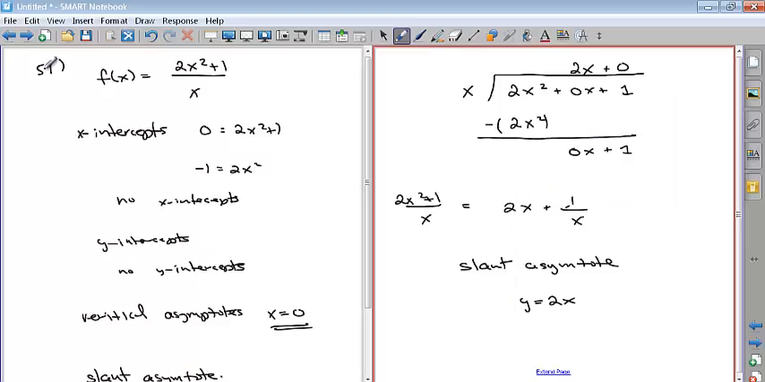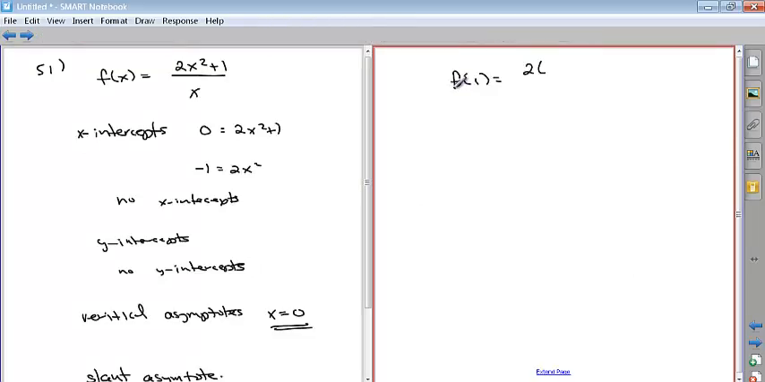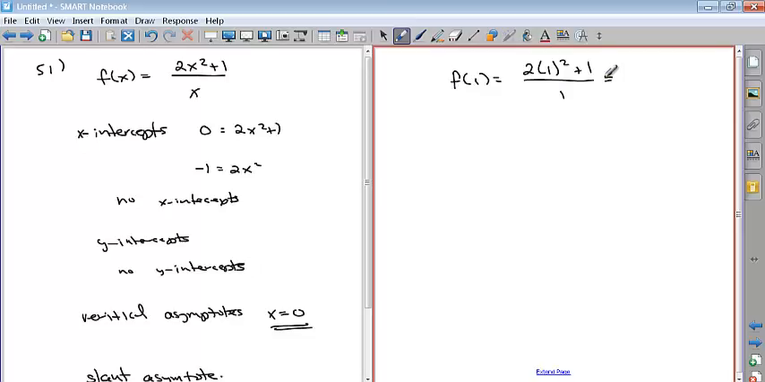So we'll go back to the original function and evaluate it at x equals 1. f of 1 is 2 times 1 squared plus 1, over 1. So that's 3 over 1. 1 squared is 1, 1 times 2 is 2, 2 plus 1 is 3. Okay, so we have the point 1 comma 3, and as for symmetry, we'll have negative 1 comma negative 3.